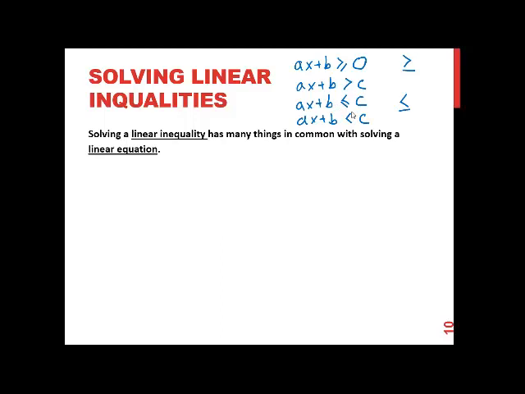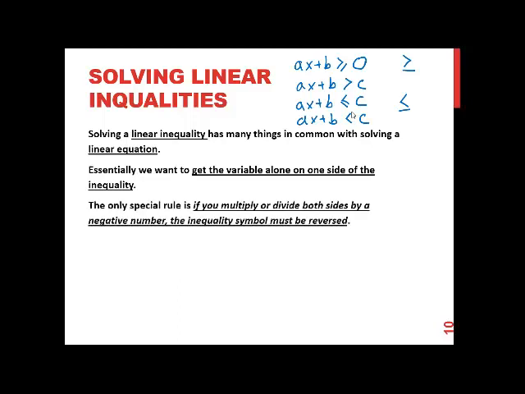So, how do we solve linear inequalities? Well, again, it's like solving a linear equation. Essentially, you want to get the variable alone on one side of the inequality. So get 1x, or just x, by itself on one side of the inequality. The only special rule is if you multiply or divide both sides of the inequality by a negative number, you've got to flip your inequality symbol.